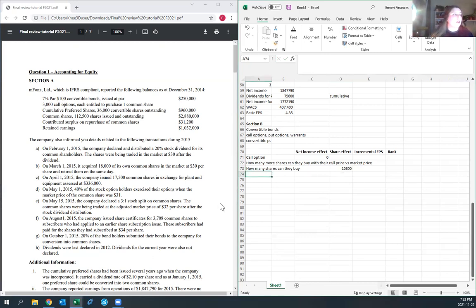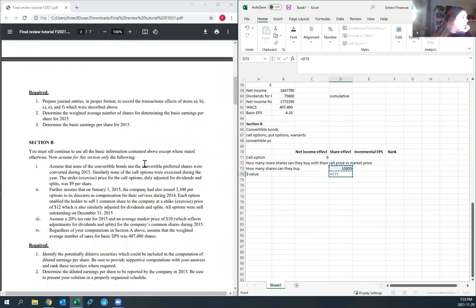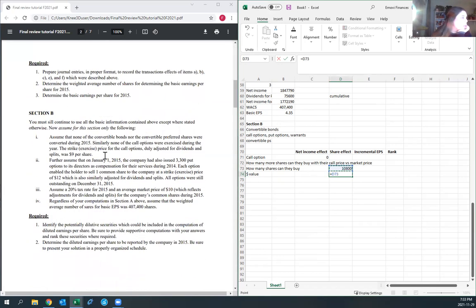And then what you're going to do is find the dollar value if they wanted to exercise all their call options. So that would be 10,800 shares times the exercise price of $9 per share.